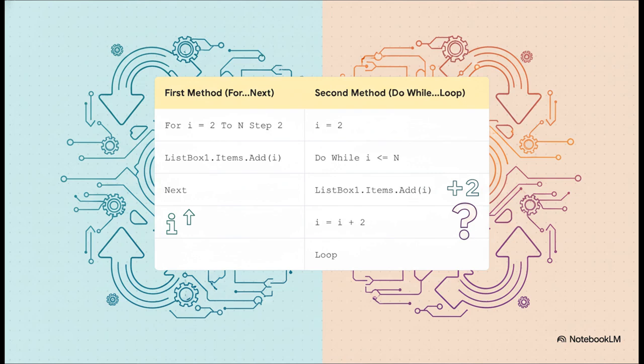Okay, let's look at the code. Over on the left, the for loop is super compact. It basically says, hey, start a counter at 2, go up to whatever number the user gave us, and go up by 2s. It handles all of that logic in one neat line.